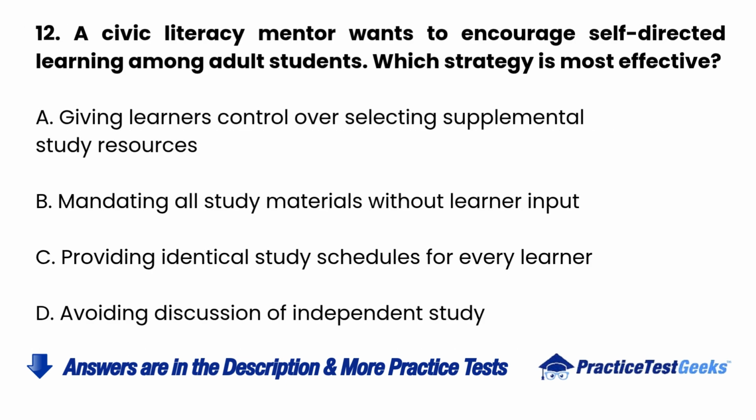12. A civic literacy mentor wants to encourage self-directed learning among adult students. Which strategy is most effective? A. Giving learners control over selecting supplemental study resources. B. Mandating all study materials without learner input. C. Providing identical study schedules for every learner. D.